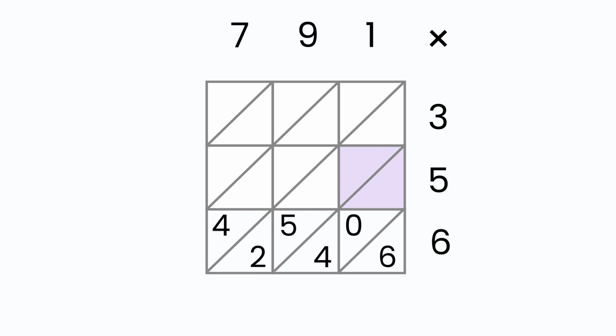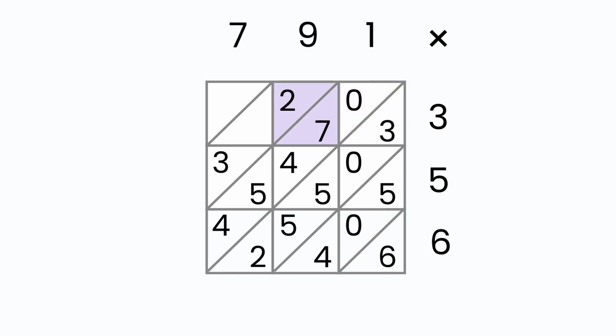The next row gives 5 times 1, which is 5. 5 times 9, which is 45. And 5 times 7, which is 35. The last row gives 3 times 1, or 3. 3 times 9, which equals 27. And 3 times 7, 21. Again, you have to add the numbers in each diagonal.